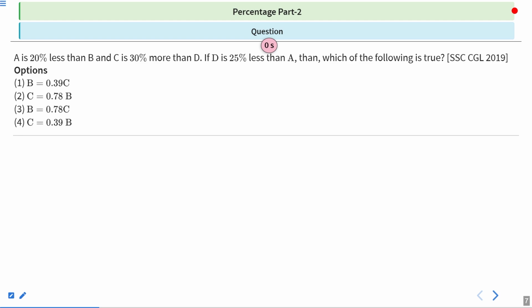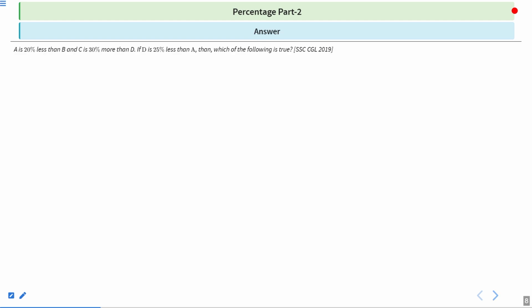Now time's up. Let's see the solution of this question. The question says that A is 20% less than B and C is 30% more than D. So the relation between A and B and C and D is given. And it is also given that if D is 25% less than A, then which of the following is true? Now there are four options.